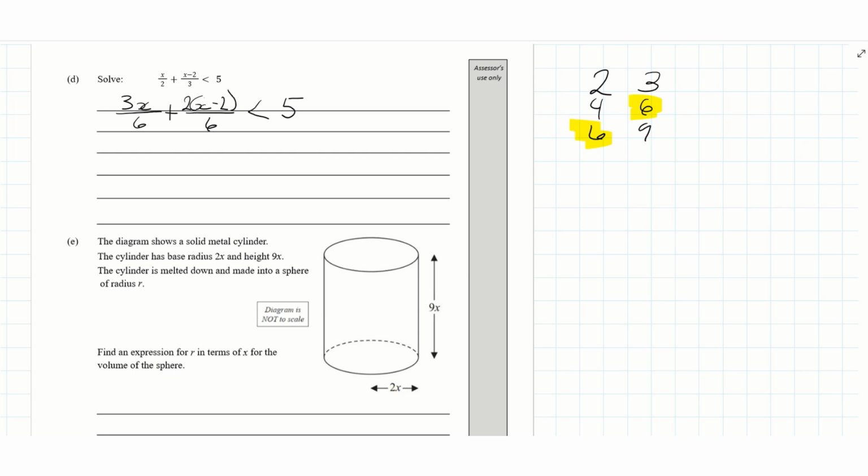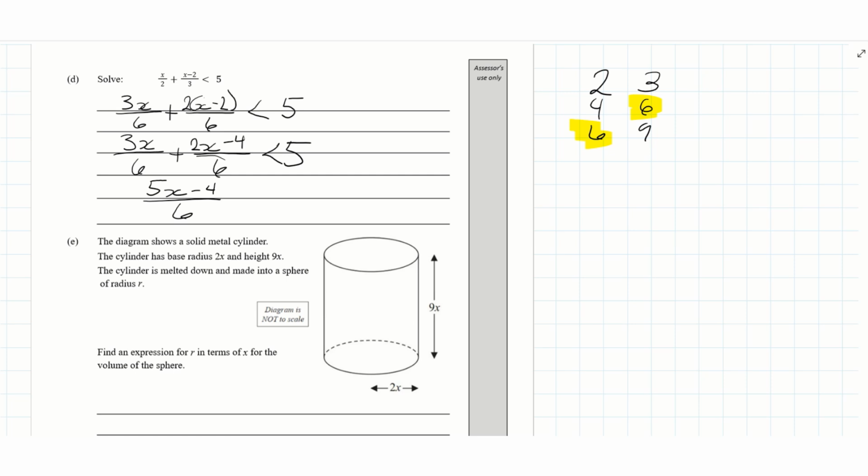So next thing I'm going to do is expand the brackets on the right-hand side. I'm going to leave this equation exactly as I found it. And here I'm going to do 2 times x, which is 2x, 2 times negative 2, which is negative 4, over 6. Gorgeous! The next thing that I'm going to do is add these two fractions together. So I've got 3x plus 5 plus 2x minus 4 is 5x minus 4 over 6.